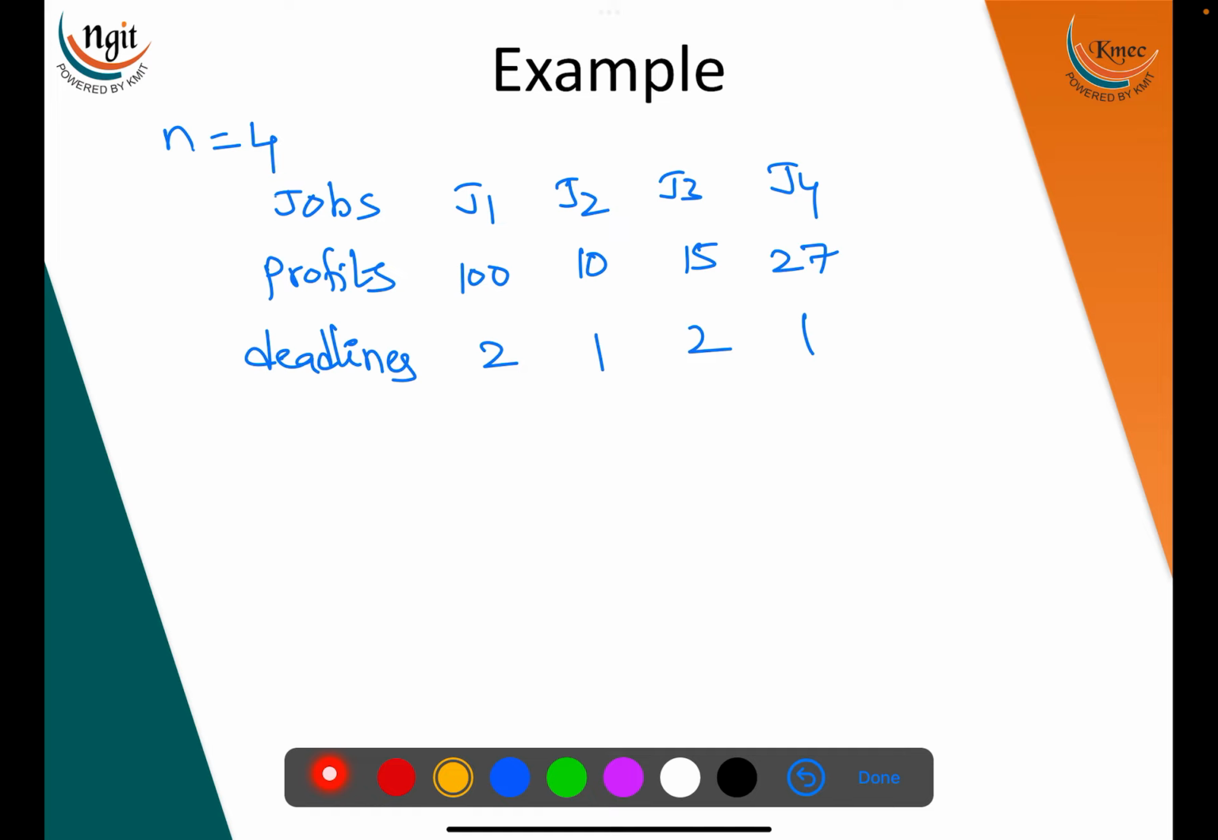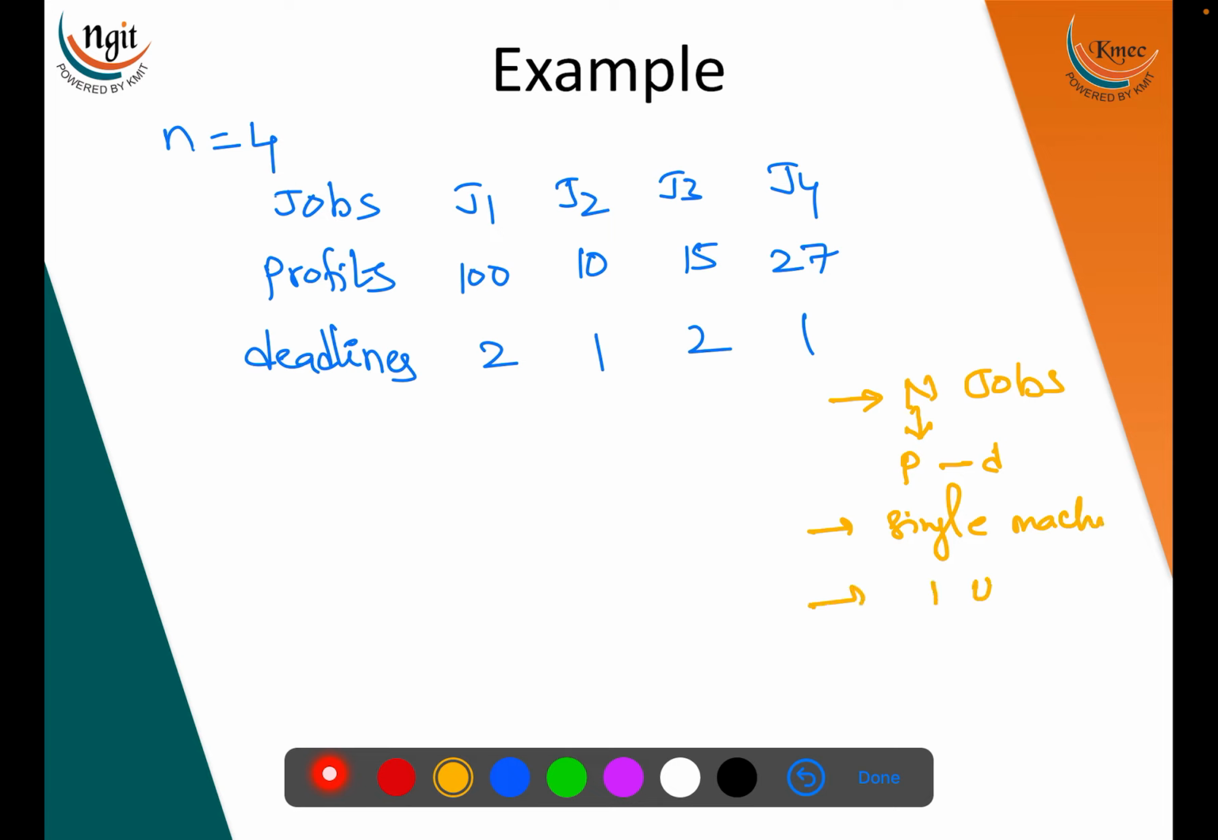Now we'll see an example to understand it better. In the previous slides, we covered a total of 5 points: that we will be given n jobs, each job is associated with a profit and a deadline, and we will use a single machine. Each job will get completed in 1 unit of time, as the machine takes 1 unit of time for each job.